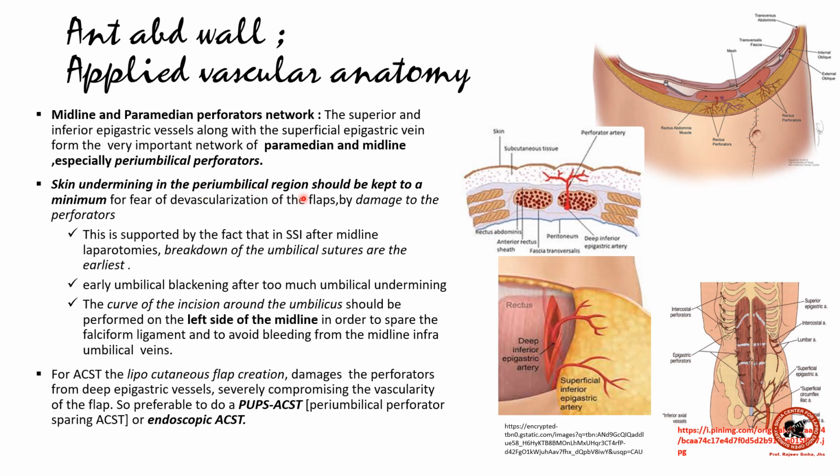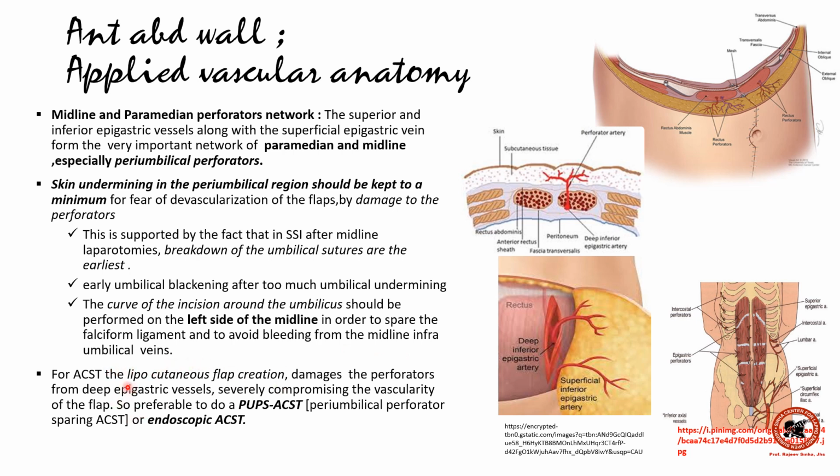Another important part about the applied part of skin undermining in the periumbilical region is that the curve of the incision around the umbilicus should be performed on the left side of the midline. When you're giving a midline incision, you have to curve your incision. You can't transect the umbilicus. You have to curve around the umbilicus. So when you curve around the umbilicus, you should always curve it on the left side. That means the curve should be on the left. In order to spare what? Number one, the falciform ligament, and to avoid bleeding from the midline infraumbilical veins.